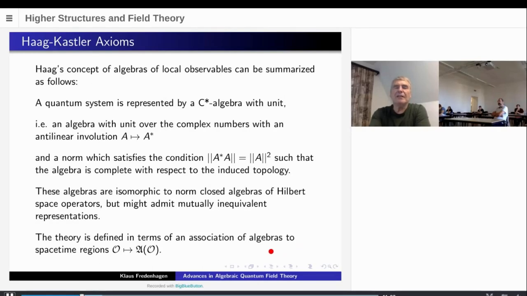So the theory is then defined in terms of an association of algebras to space-time regions. So each region O is mapped to some algebra A of O. Of course, one can then ask which regions one should consider, whether one should have all regions. So typically, one looks at regions of a special form, for instance, so-called double cones. This is just the intersection of the past of one point with the future of another point, so all points which can be reached by a causal curve connecting two points. I don't want to discuss this in too much detail, so just consider O as a sufficiently nice region.